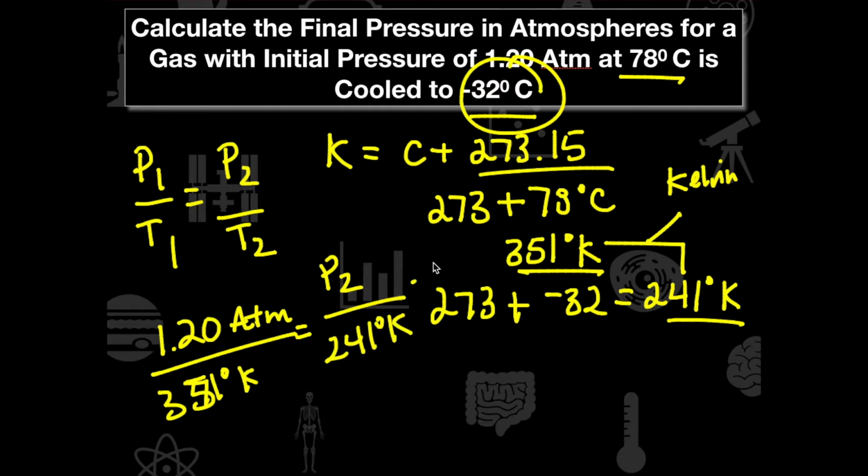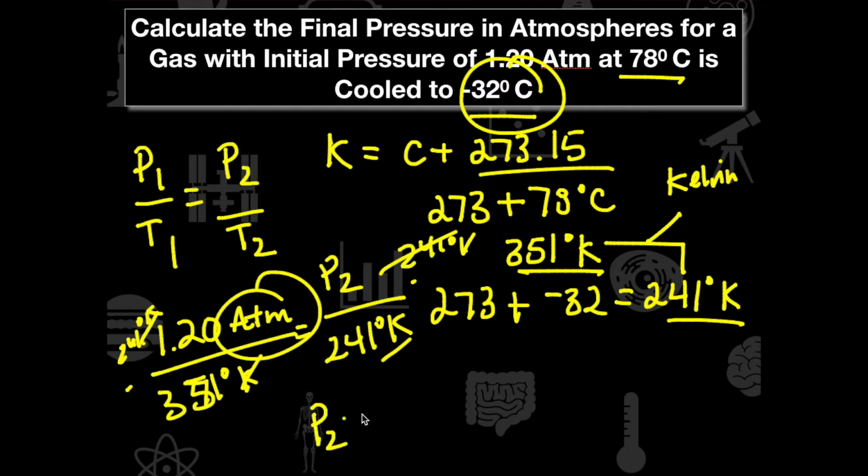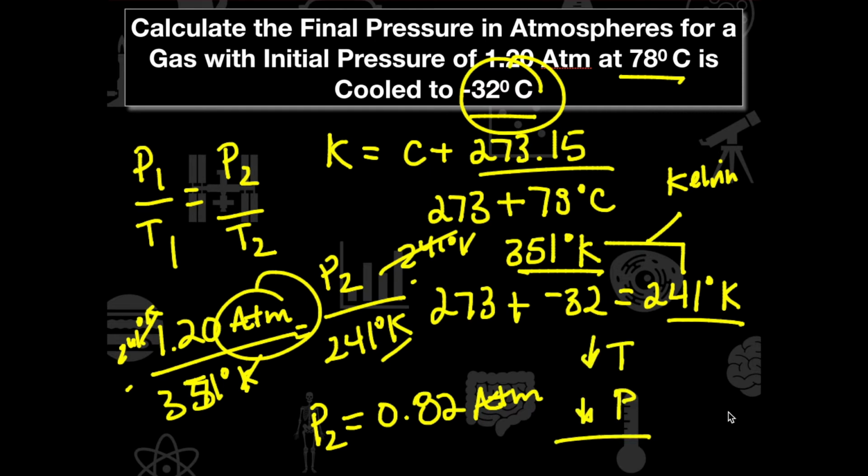So if we do the math here, we multiply both sides by 241 degrees Kelvin. This will cancel, the Kelvins cancel, and I'm left with just atmospheres. So we'll do 1.2 divided by 351, and then we will multiply that by 241. We'll get a final answer of a P2 value of 0.82 atmospheres. Does this make sense? We cooled it. If our temperature went down, our pressure also had to go down as well.